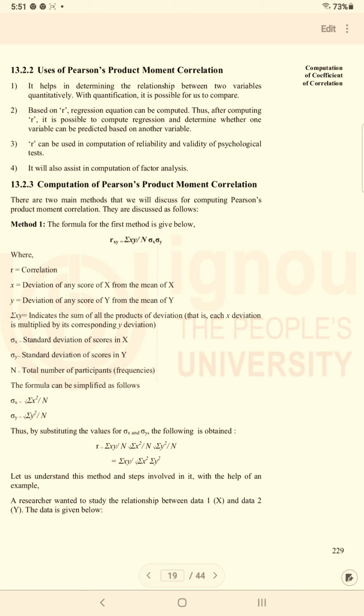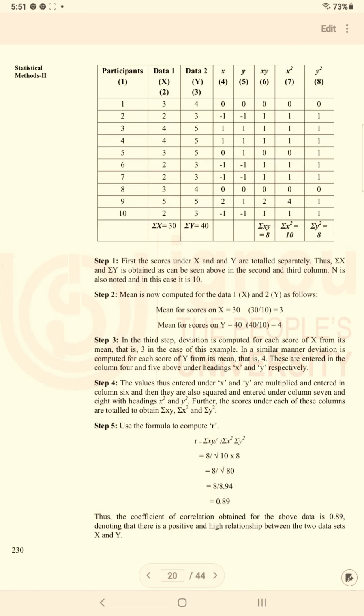Let us understand this method and steps involved in it with the help of an example. A researcher wanted to study the relationship between data 1, x, and data 2, y. The data is given below. Data 1 and data 2 are totaled separately. Thus, sigma x and sigma y are obtained as can be seen above in the second and third column. N is also noted and in this case it is 10. Step 2. Mean is now computed for the data 1, x, and data 2, y, as follows. Mean for scores on x equals 30 divided by 10 equals 3. Mean for scores on y equals 40 divided by 10 equals 4.